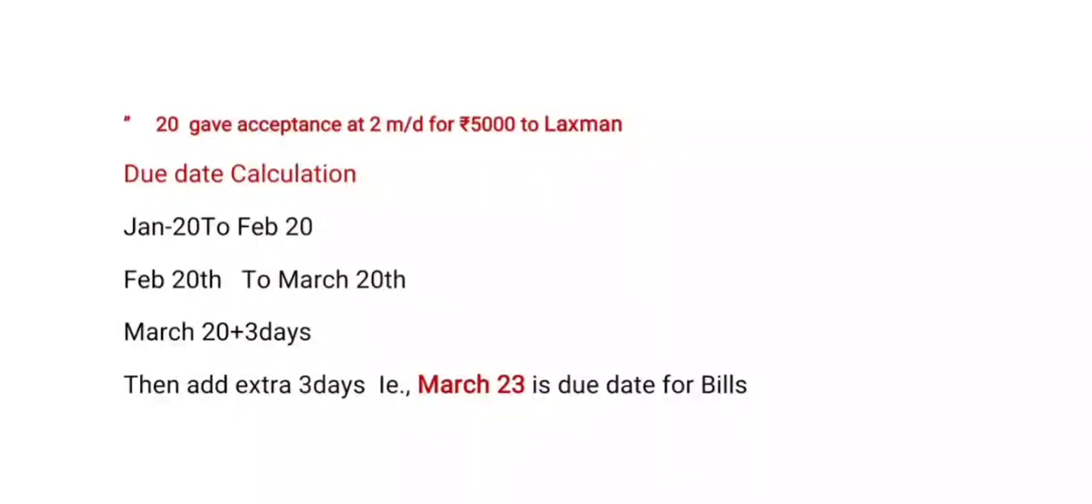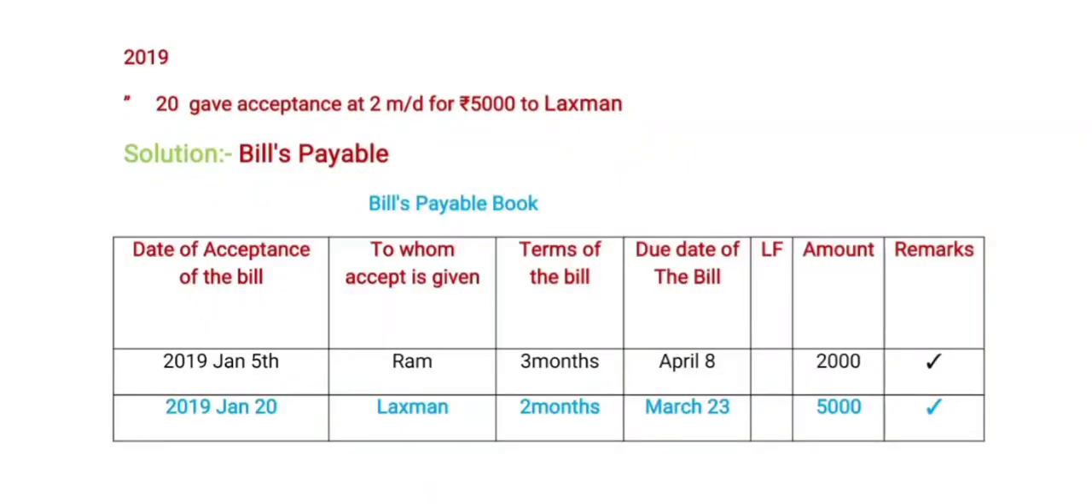Now going to bills payable. Now coming to the bills payable book, it is 2019-20, the date of the acceptance of the given transaction. Now coming to creditor, he is Lakshman. Now coming to the terms of the bill, it is given in the problem, it is 2 months. Now coming to due date, we calculated it with the working note, it is 23 March. Now the amount is given in the transaction, it is 5000. There is nothing related in remarks. Now it is accepted. We are going to another transaction.